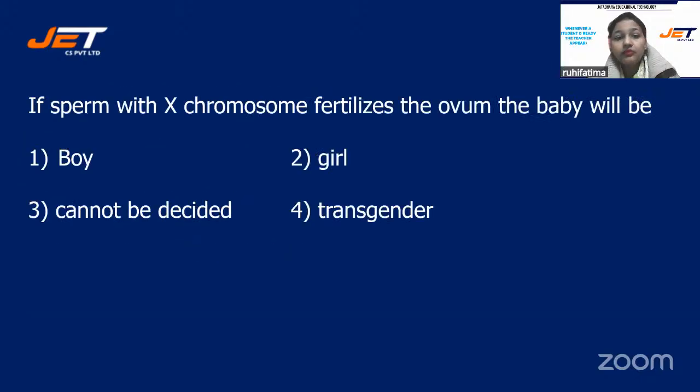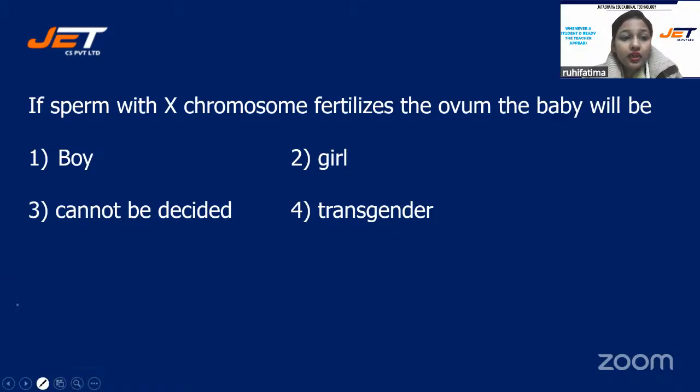Next question. If a sperm with X chromosome fertilizes the ovum, the baby will be. And your options are number one, boy, option number two, girl, option number three, cannot be decided, or option number four, transgender? Students, these type of question is also asked many times in the exams. So practice these types of questions as well. These are quite tricky questions. Okay, I'll tell you.